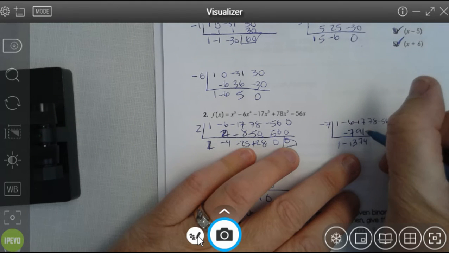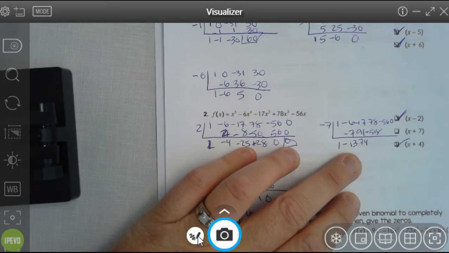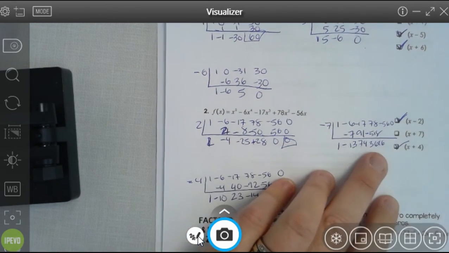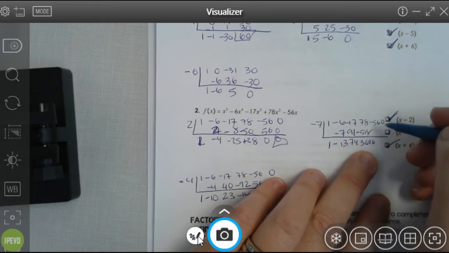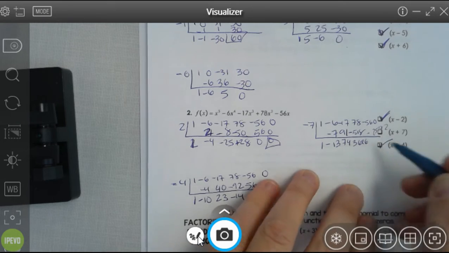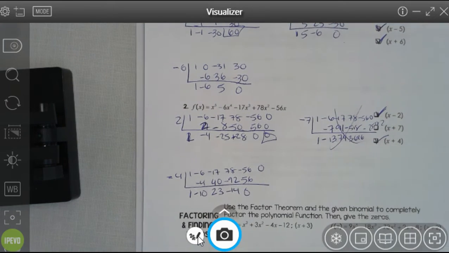Oh my lord, that got big quick. I can tell you right now, this sucker is not going to be a factor. Oh yeah, that's even way too big. So it's negative like 2, 5, 3, 8, 2. So that's definitely not a factor. So only the first and the last ones were factors.